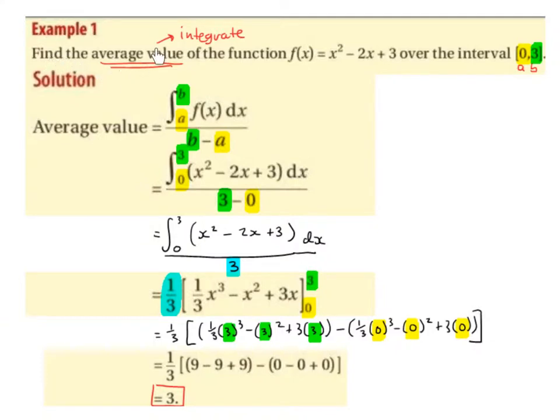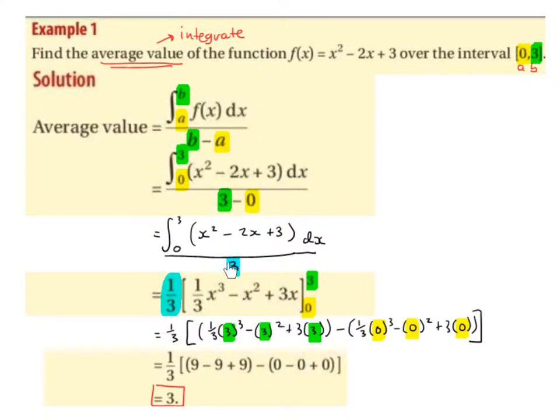Find the average value of the function f of x equals x squared minus 2x plus 3 over the interval 0, 3. So when you hear the words average value, you want to think integrate. So the average value is equal to the integral of f of x dx between the limits a and b divided by b minus a, which is equal to the integral of x squared minus 2x plus 3 dx between the upper limit 3 and lower limit 0 divided by 3 minus 0. So the b is 3 and the a is 0, so 3 minus 0.